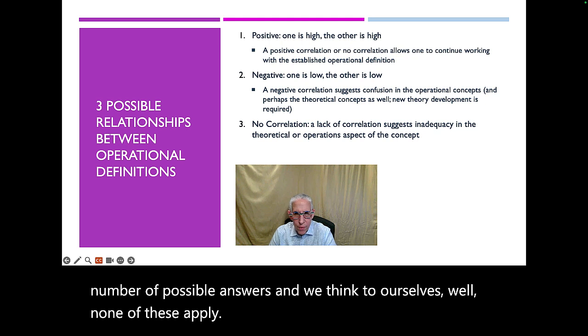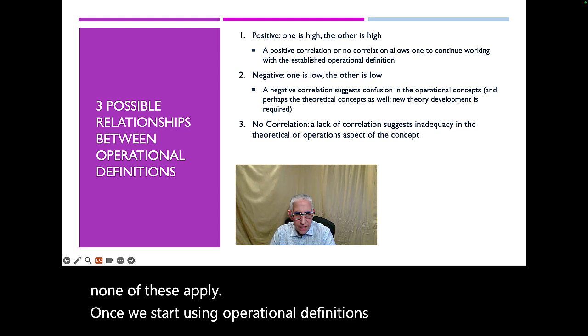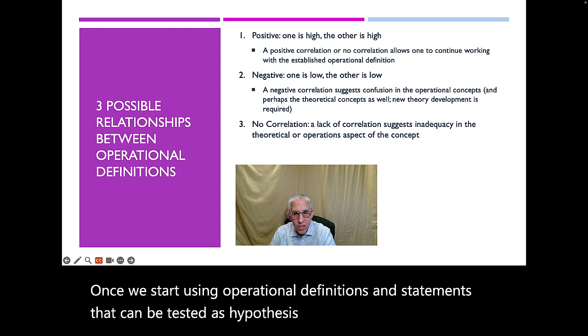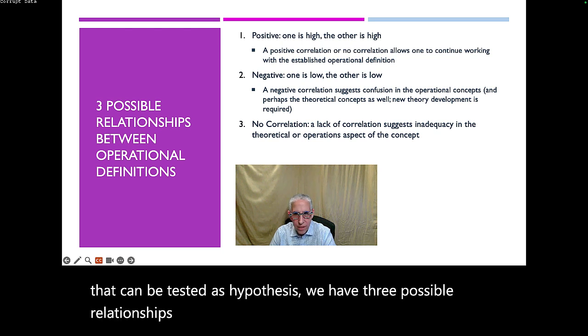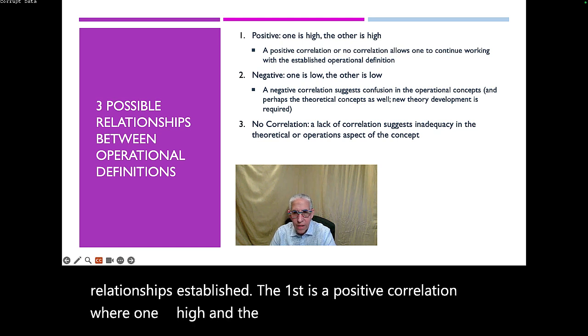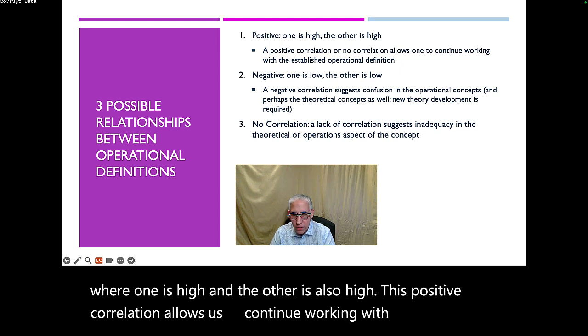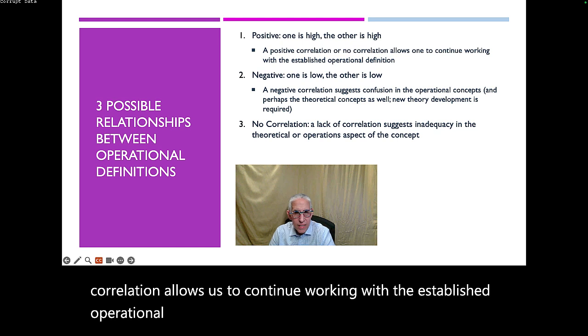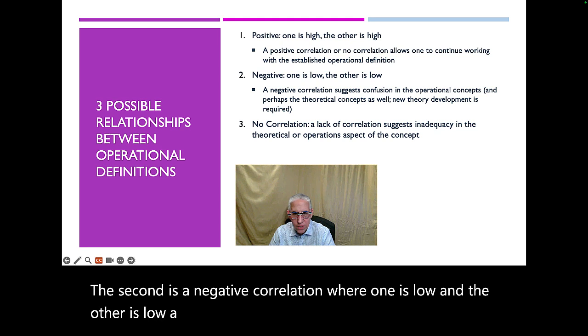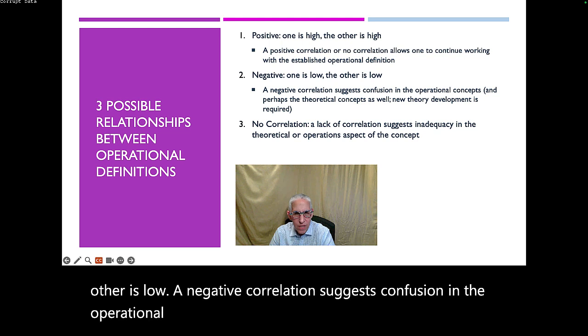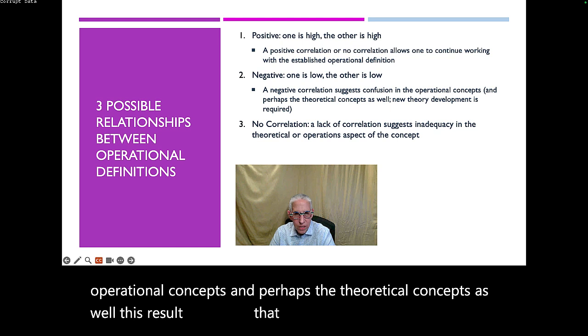Once we start using operational definitions and statements that can be tested as hypotheses, we have three possible relationships established. The first is a positive correlation, where one is high and the other is also high. This positive correlation allows us to continue working with the established operational definition. The second is a negative correlation, where one is low and the other is low. A negative correlation suggests confusion in the operational concepts and perhaps the theoretical concepts as well. This result suggests that new theory development is required.